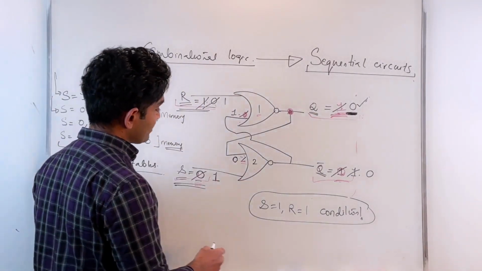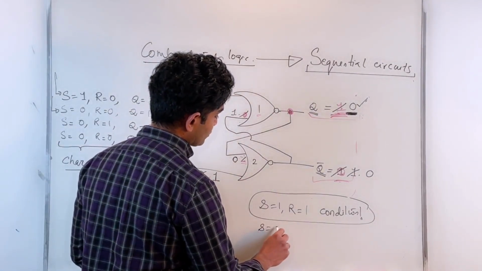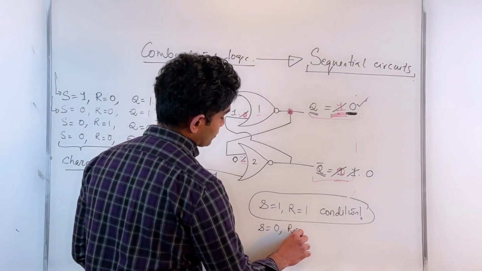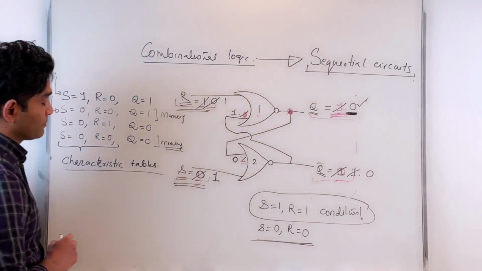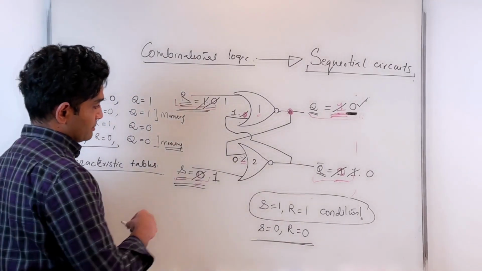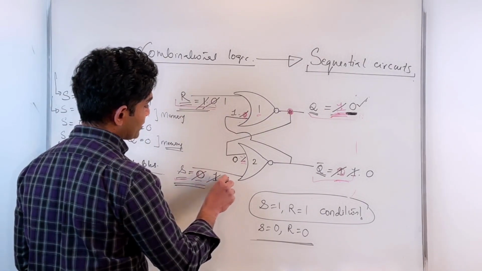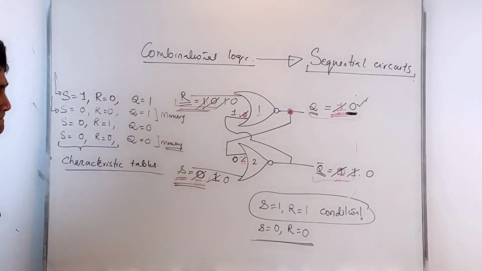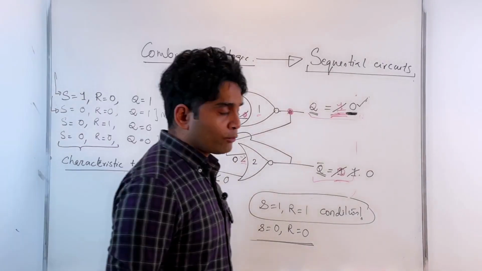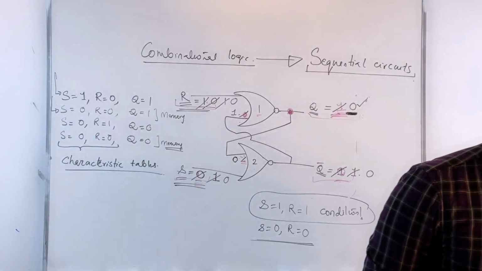Now I come back and say, I apply S equal to 0, R equal to 0. It's supposed to be my memory state, and let's see what happens now. So I come back to this circuit, apply 0 here, apply 0 here. Now, how do we analyze this circuit now?